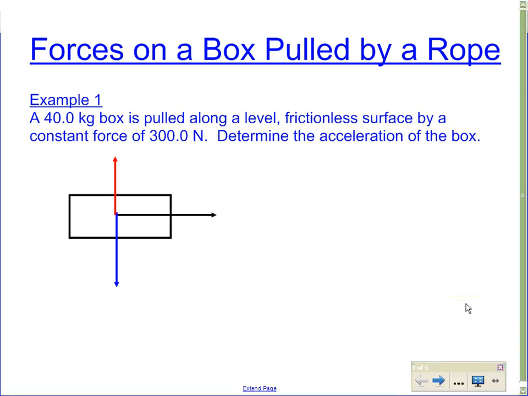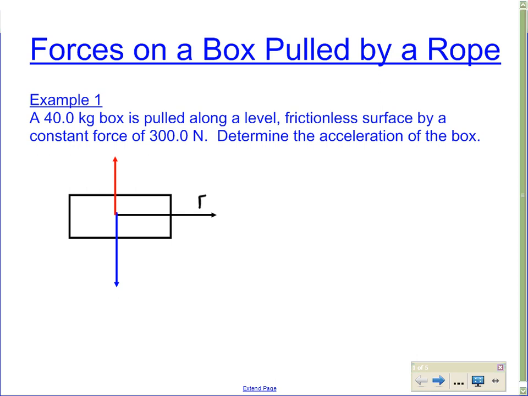All right, we're going to be looking at forces on a box pulled by a rope. So I have a 40 kilogram box and it's pulled along a level frictionless surface by a constant force of 300 newtons. Determine the acceleration of the box. So first, the forces on the box.